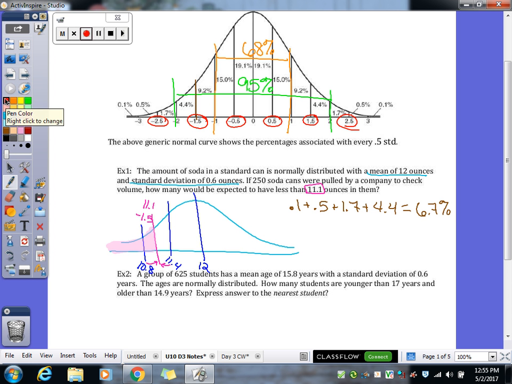Now the question though is they want to know how many cans that is, so we just have to take the 250 soda cans and multiply it times our 6.7% as a decimal, so 0.067. We end up with 16.75, but can we have 0.75 of a soda can? So we say 16 cans. You don't want to round up to that 17 because that 0.25 is not part of it, so we round down to the 16.